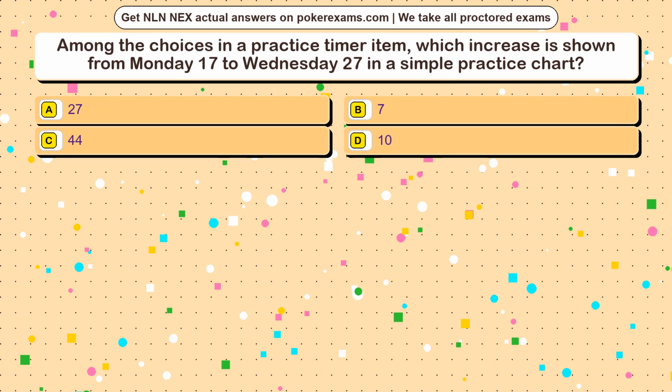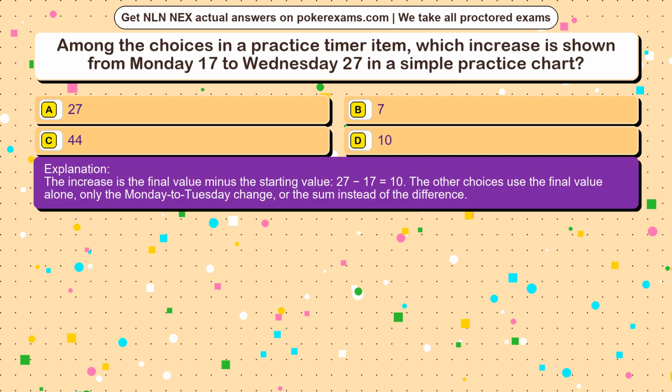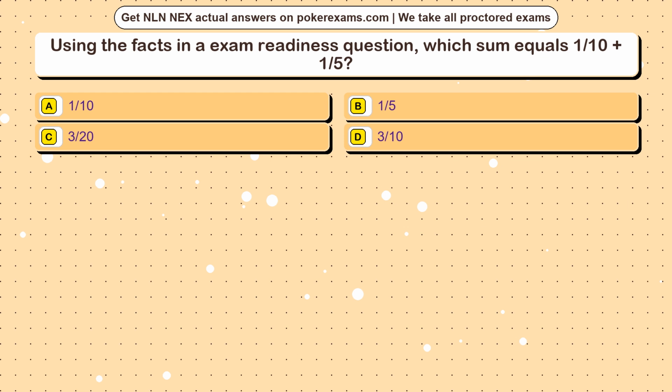The correct answer is option. The increase is the final value minus the starting value, 27 minus 17 equals 10. The other choices use the final value alone, only the Monday to Tuesday change, or the sum instead of the difference.